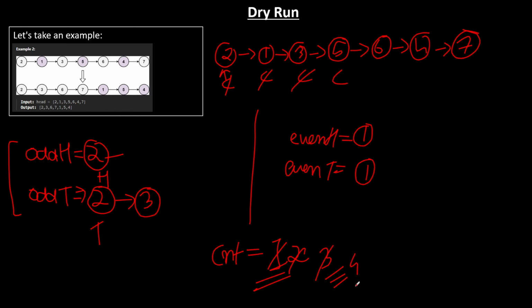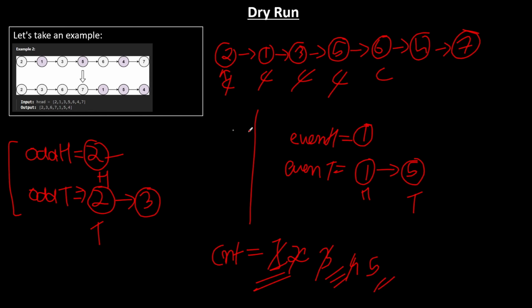Okay. Now the count is even. So this 5 comes here and joins even tail. Fine. This is the tail and this is the head. Okay. I've just written it separately so that you can understand that this is the head for odd and this is the head for even. Fine. Now this moves again further and increments the count.